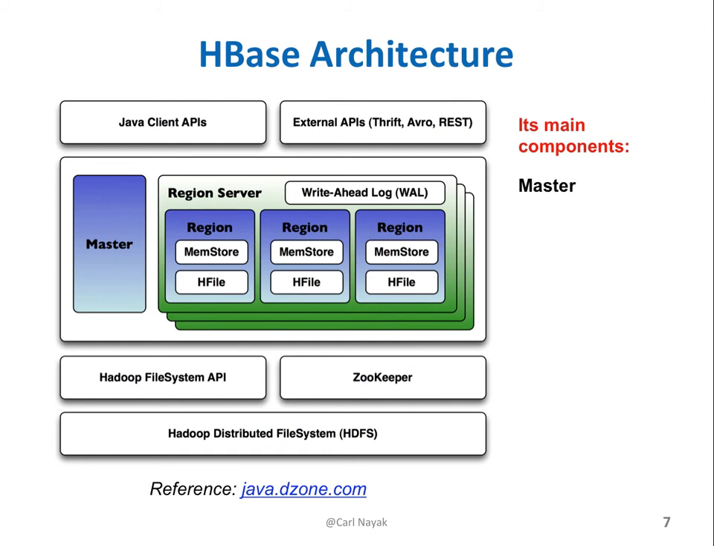What's a region? Regions are essentially contiguous ranges of rows stored together. Each region is served by exactly one region server, and each of these servers can serve many regions at one time.